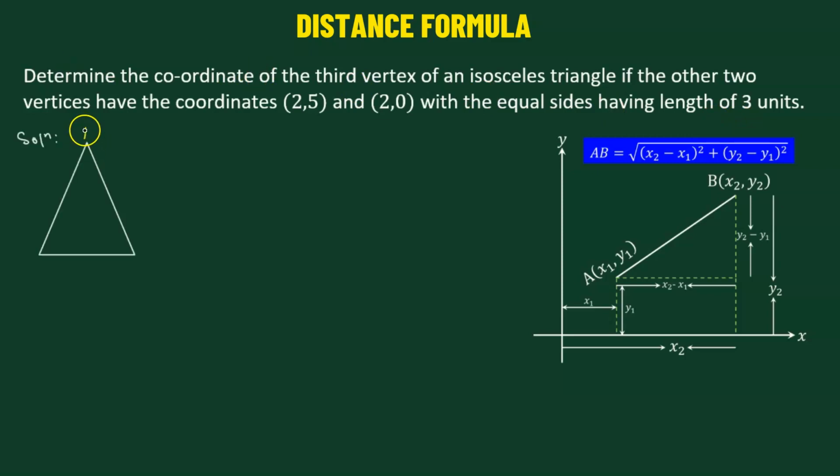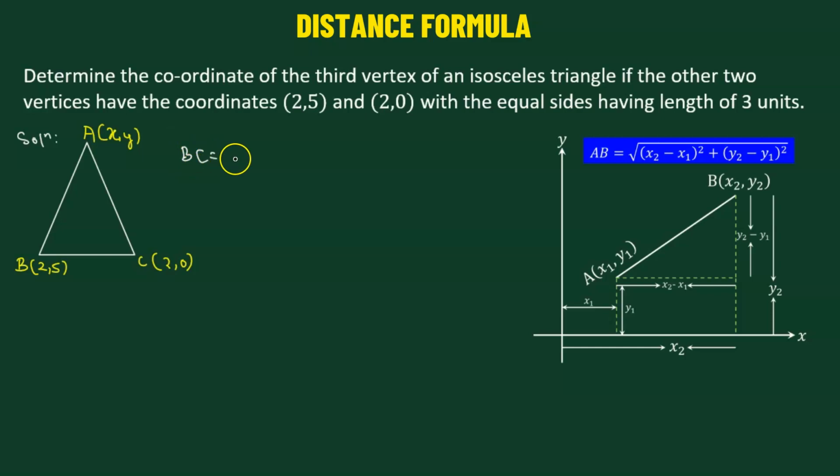Let us suppose we have a triangle A, B and C. We name the coordinate of B as (2, 5) and let the coordinate of C be (2, 0), and the coordinate of the third vertex, let it be (x, y). Now, it's given here that this is an isosceles triangle with the equal sides having a length of 3 units. So let's first begin by finding out the length of side BC because the coordinates of the endpoints are known.